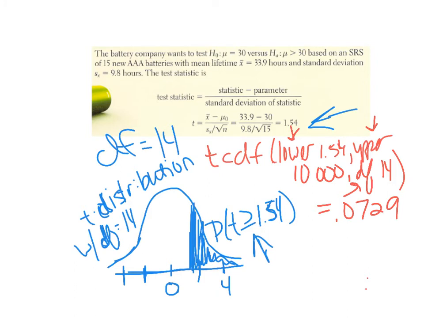Identify everything there. If this was a two-sided test, I would just take this p-value that I have right here and multiply it by 2, and I would be able to figure out the p-value of a two-sided test. So this p-value, in context, would be the probability of my getting a result of a mean battery life of greater than 30 hours, which would be 0.0729.